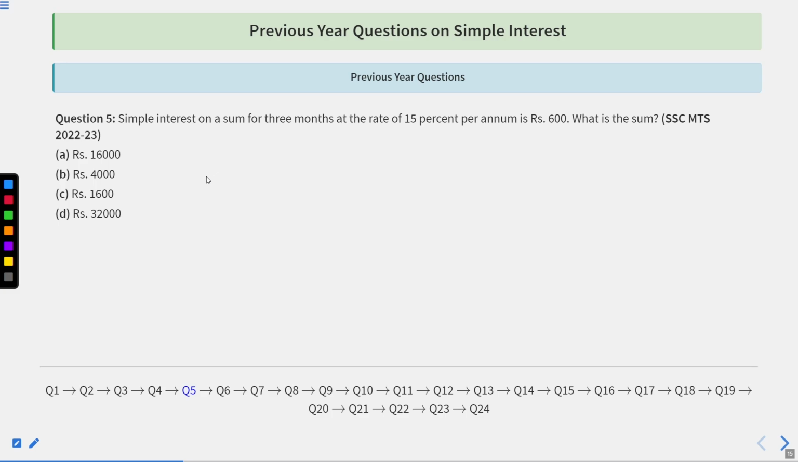Question number 5. Simple interest on a sum for 3 months at the rate of 15% per annum is rupees 600. What is the sum?